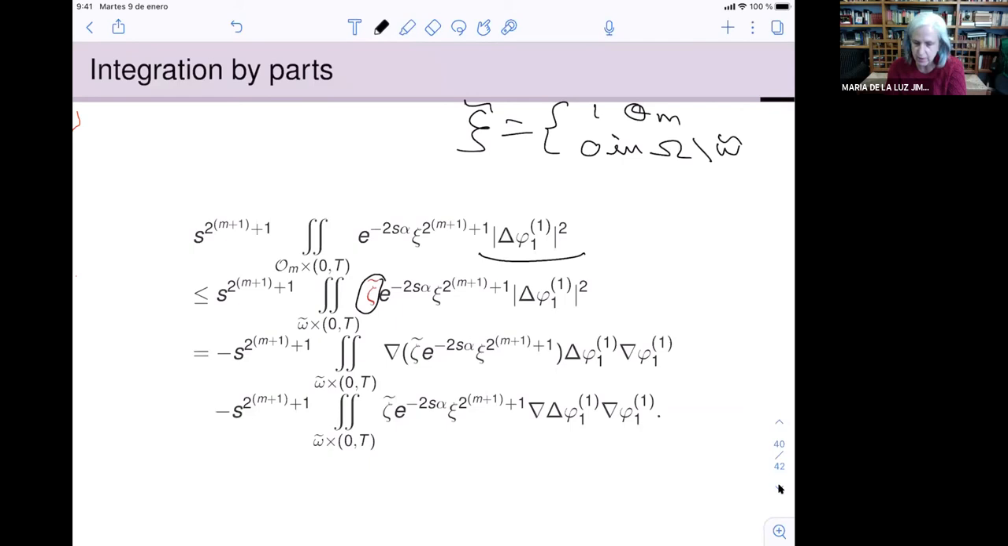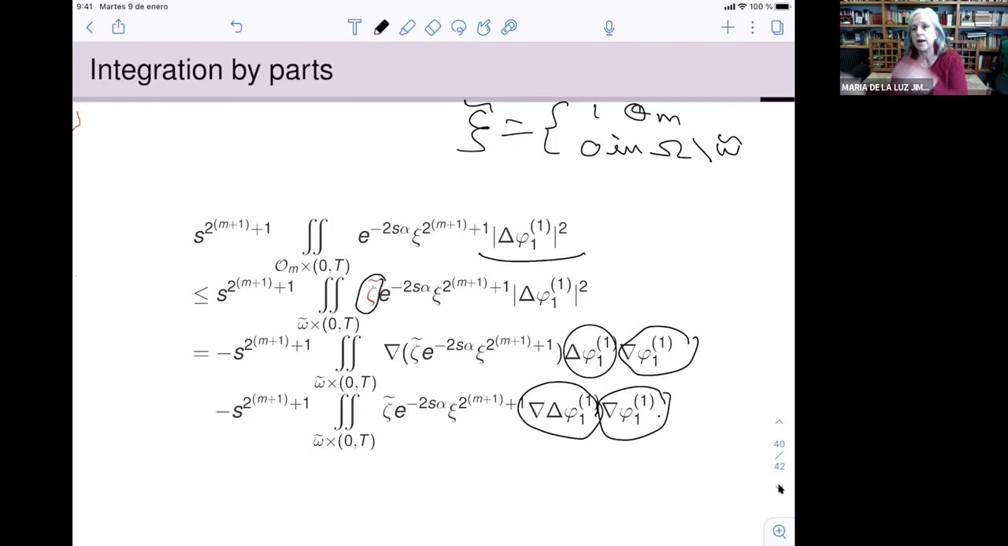And then again, using only integration by parts, you see that you get a Laplacian that you can absorb with an epsilon, and you get a gradient that is going to appear with the biggest power of the weight. And this term also disappears using Young with an appropriate epsilon, and you will get a gradient of phi one. So now you have all that you need on the left hand side, and on the right hand side, only a local term with the gradient of phi i.